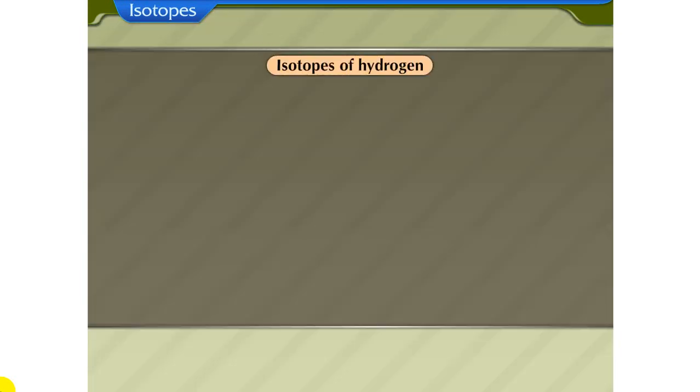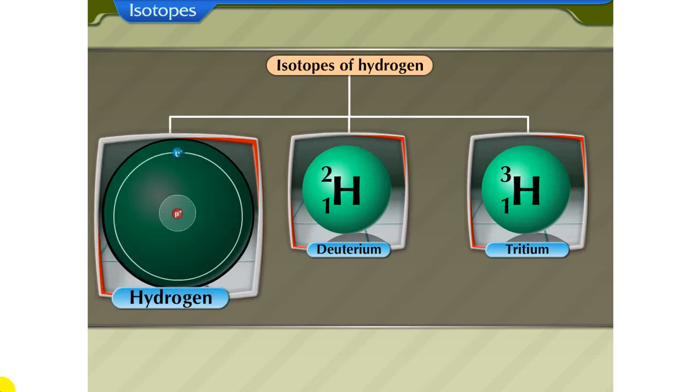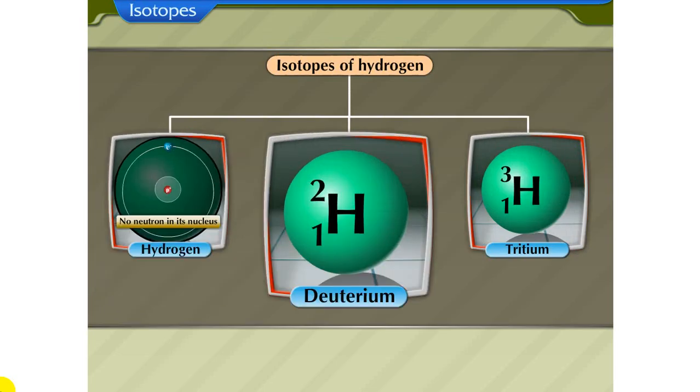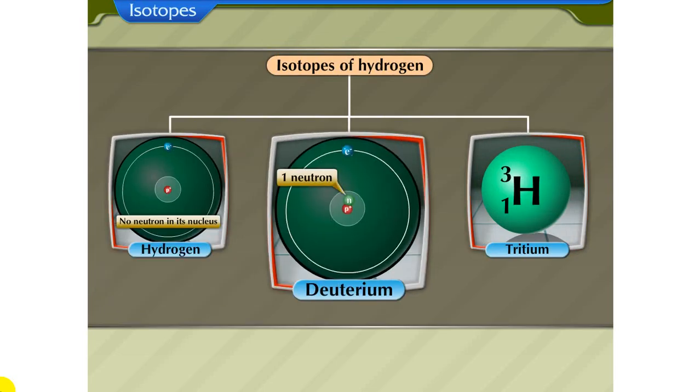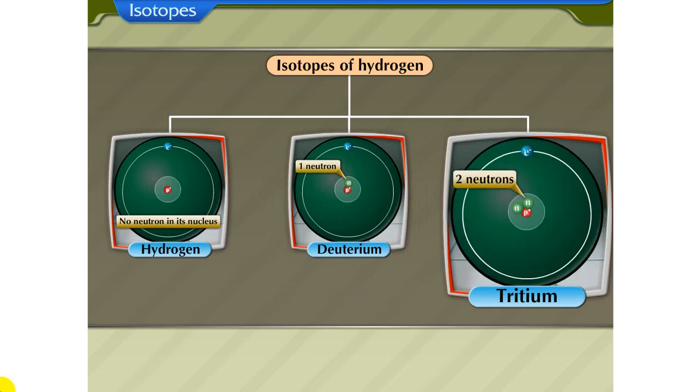For example, hydrogen has 3 isotopes. They are hydrogen, deuterium, and tritium. Ordinary hydrogen has no neutron in its nucleus, but deuterium has 1 neutron and tritium has 2 neutrons in the nucleus.